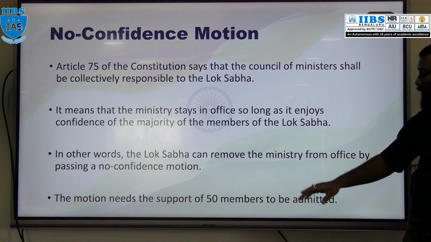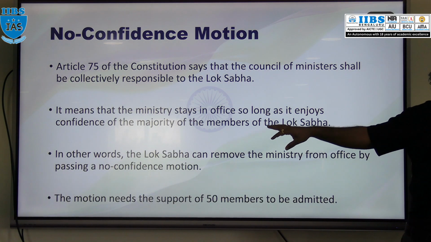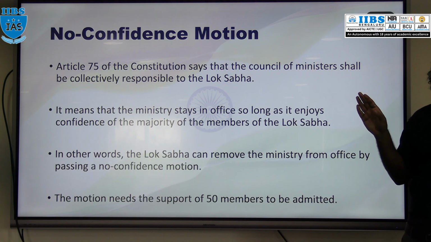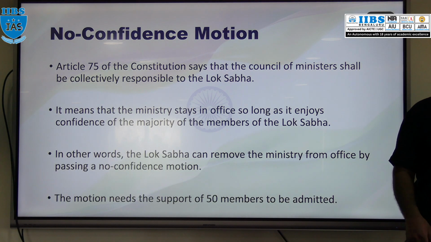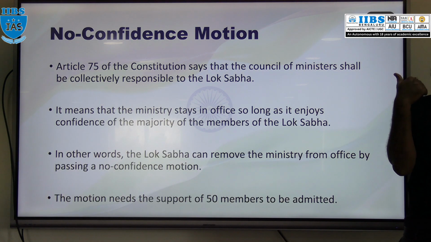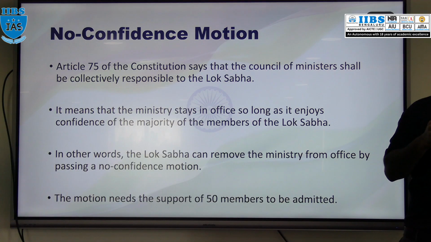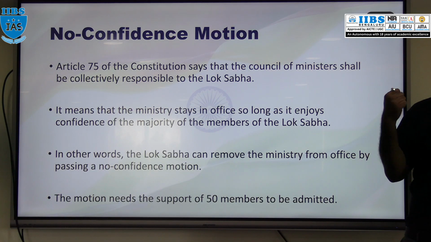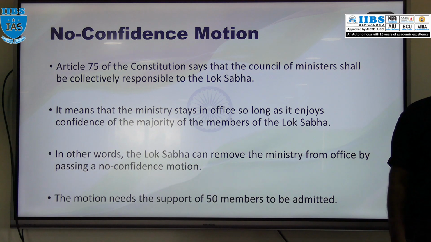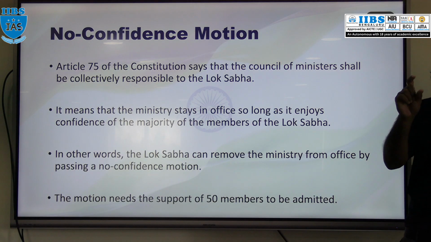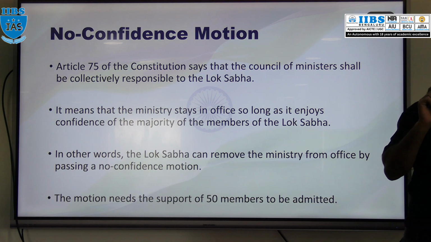First of all, to introduce or admit this motion, 50 members are required. This motion can be introduced against the government or council of ministers when they are going against the constitution, or when misinformation leads, or when the house doesn't have any confidence in the council of ministers. At that time this motion can be introduced. For introducing this motion, a minimum of 50 members' support is required.